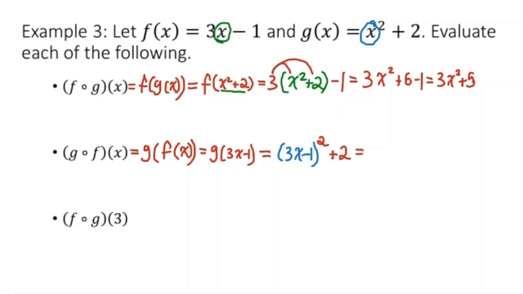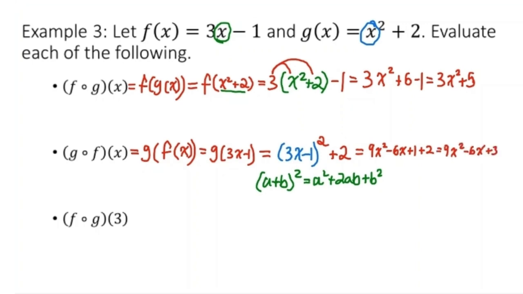Now when we multiply out the (3x minus 1) squared, we're going to use the special multiplication rule: (a plus b) squared equals a squared plus 2ab plus b squared. So applying that formula, we get that (3x minus 1) squared is 9x squared minus 6x plus 1. Combine our like terms, and we get 9x squared minus 6x plus 3.